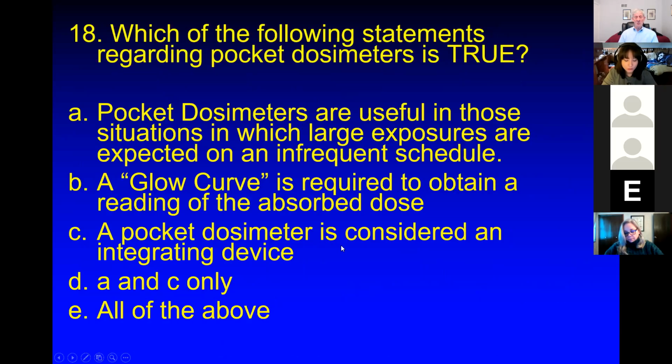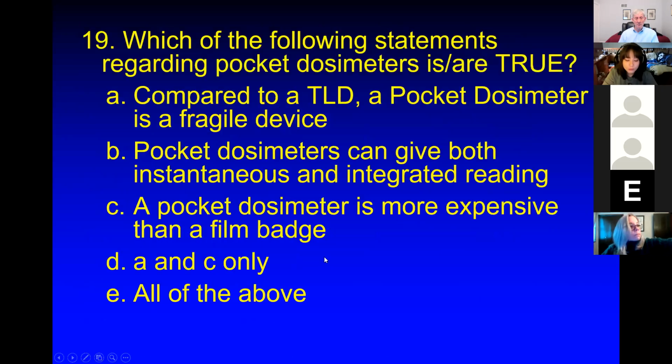Which of the following statements regarding pocket dosimeters is true? We'll go down the list. They're useful in situations where you could get a large exposure in a short period of time. That is true. Use a glow curve, totally false. It's an integrating device, totally true. You're integrating over time. A and C, and therefore D would be the correct answer.